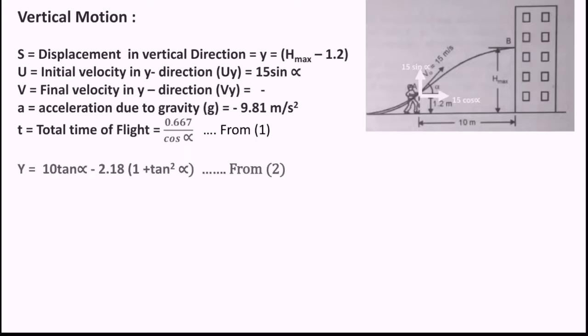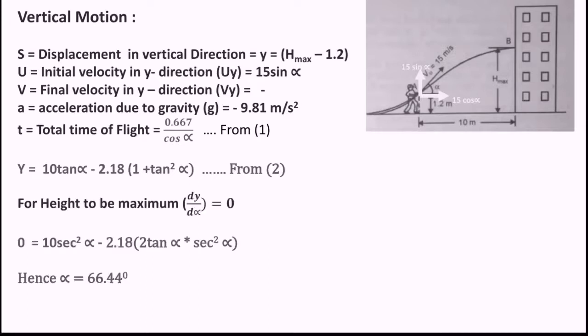tan square alpha. Now from application of derivatives we know that if we need to find out any maxima, the derivative of it should be equal to 0. So considering the derivative of this equation y, that is height, with respect to alpha as 0, I will get the equation as derivative of y, that is 0. The derivative of tan alpha will be sec square alpha, the derivative of 1 will be 0 and the derivative of tan square alpha will be 2 tan alpha into the derivative of tan alpha, which will be sec square alpha. Now you can see the only unknown in this equation is alpha.